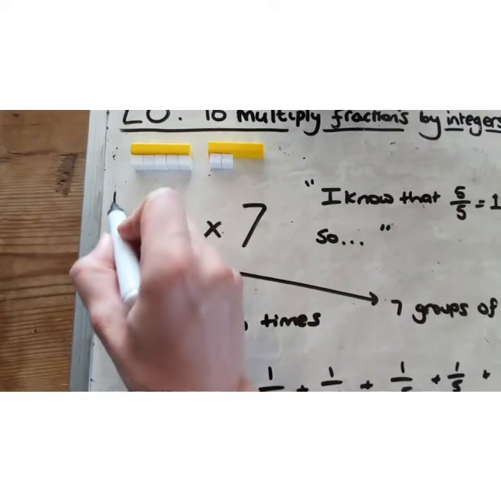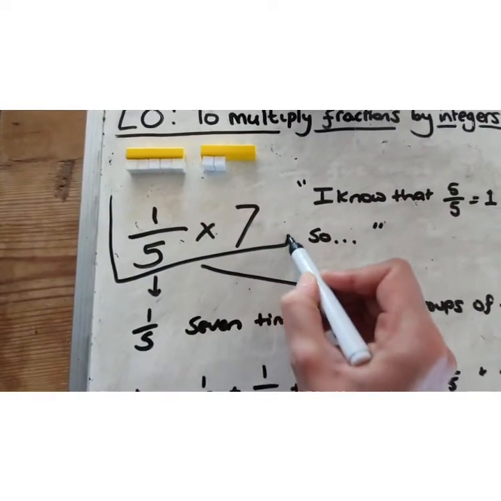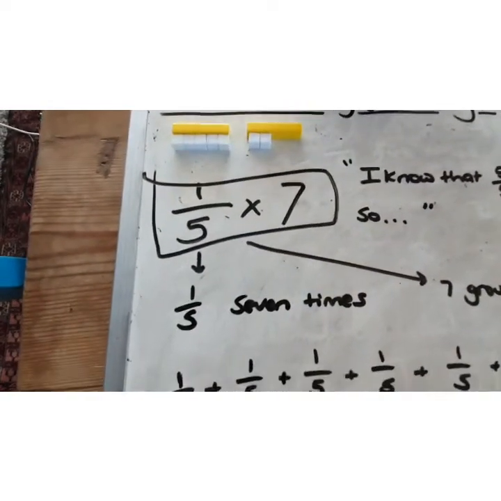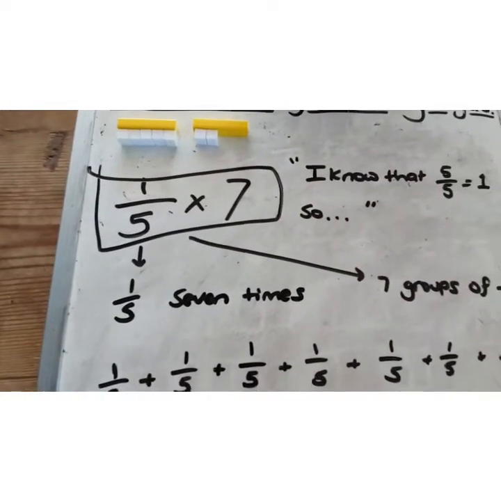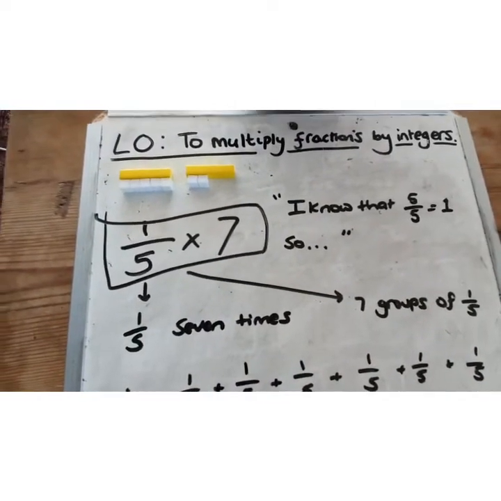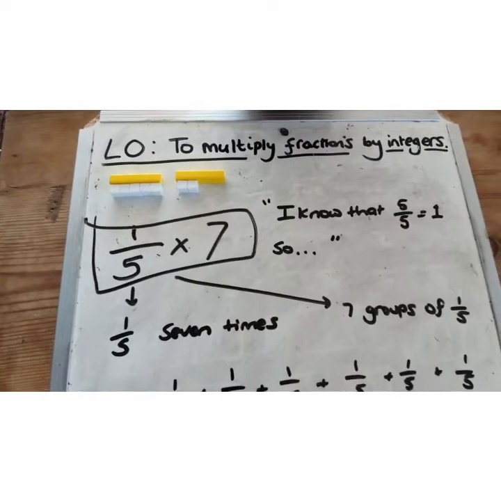So I'm just going to put a box around that. Oh, that's a really bad box. Oh my goodness. Sorry, children. That's me trying to film and talk and draw at the same time. Didn't work out. I need to try that again. Okay, so 1/5 times 7.